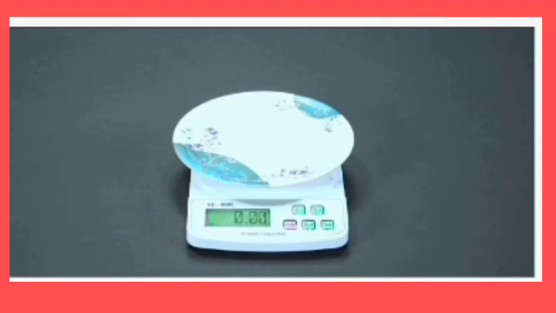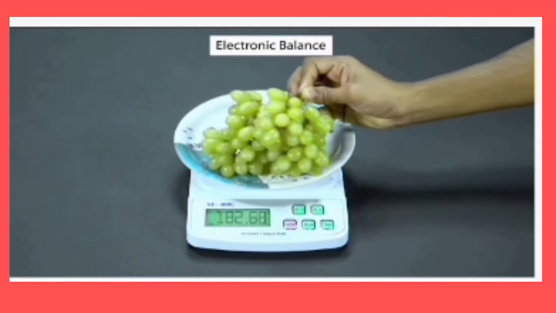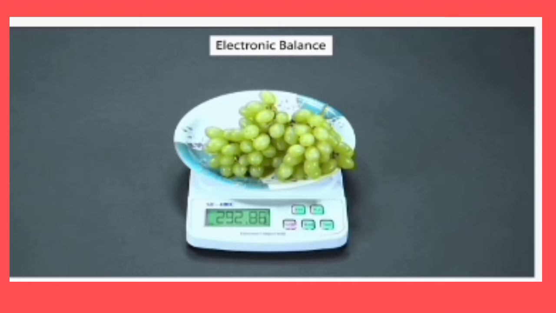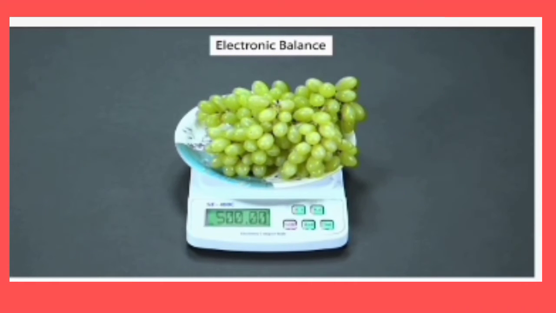Let us try to understand that matter has mass. For that, we will first take an electronic balance. Ensure that its reading is 0. Place a bunch of grapes on it and observe the reading. This change in reading from 0 to 500 indicates that the bunch of grapes has some mass, which in this case is 500 grams. However, we always refer to units like grams and kilograms as weight.